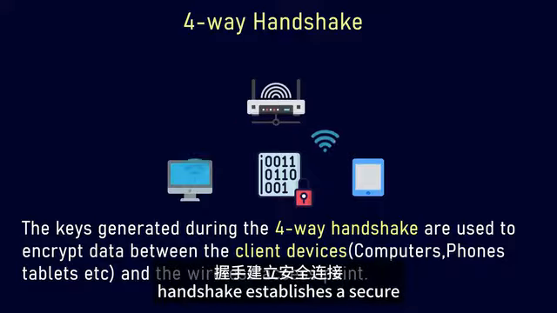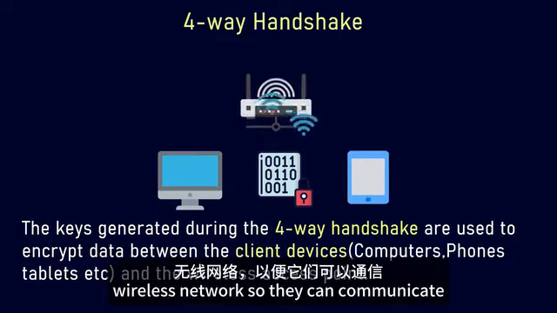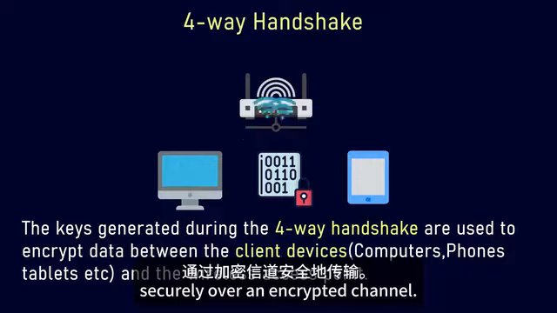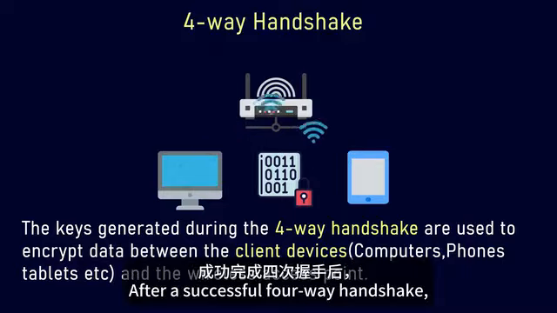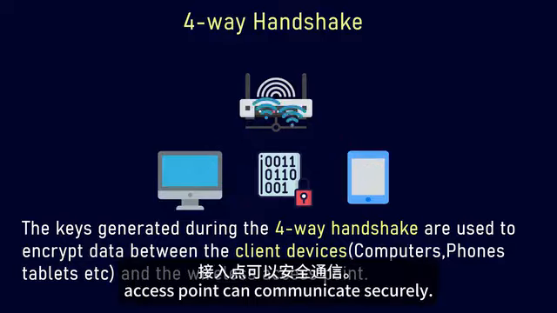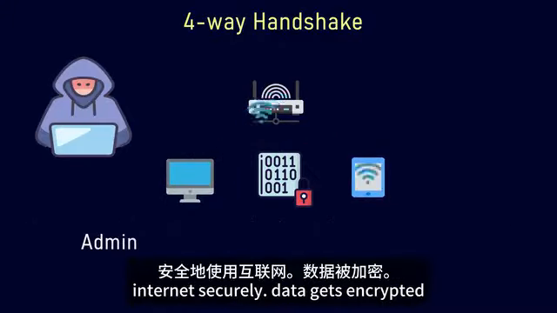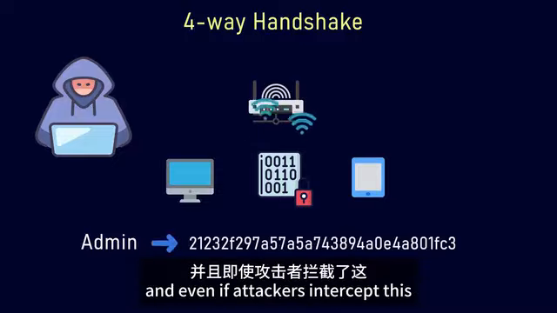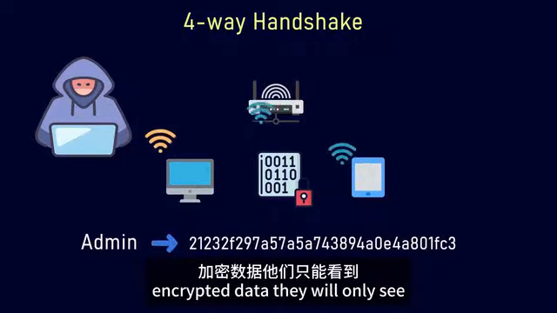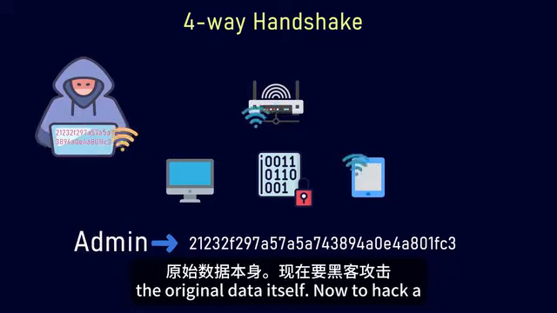The four-way handshake establishes a secure connection between client device and a wireless network so they can communicate securely over an encrypted channel. After a successful four-way handshake, the client device and the wireless access point can communicate securely. This allows the client to access the internet securely. Data gets encrypted, and even if attackers intercept this encrypted data, they will only see scrambled or encrypted information, not the original data itself.